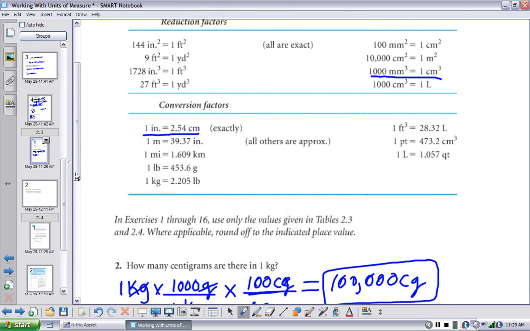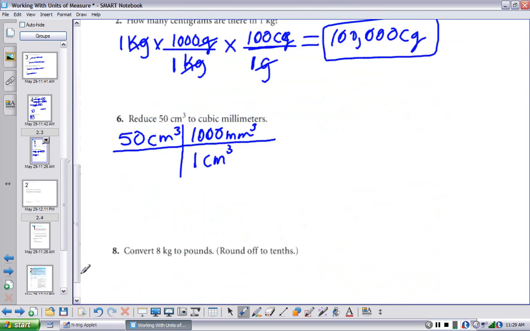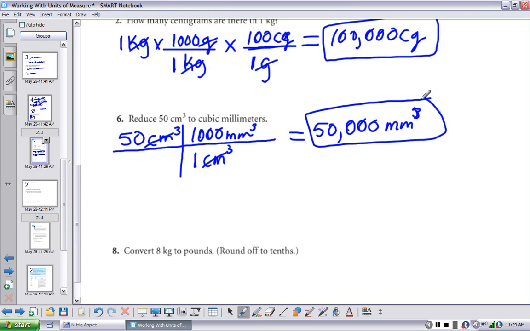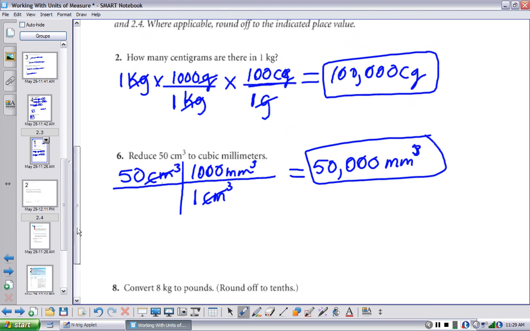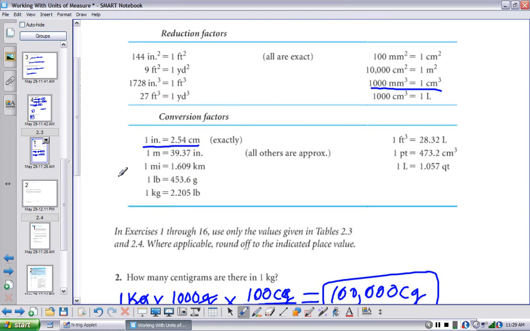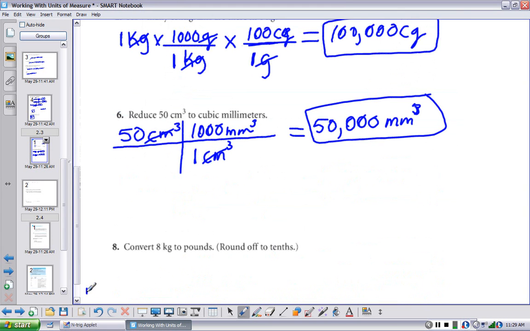So that our centimeters cancel out. We have 50 times 1,000. This is 50,000 cubic millimeters. Now again, I do want to say that when you're taking your test, you may want to go ahead and print this out. This chart is in your book so that you can have it as a reference with you there.